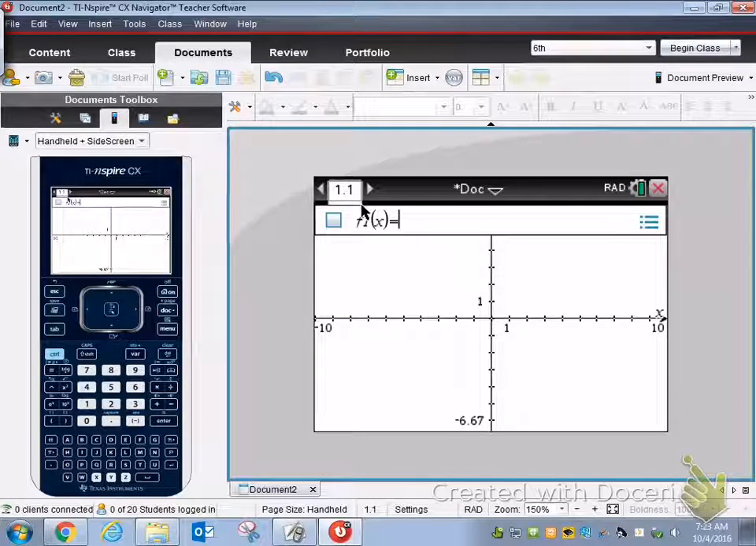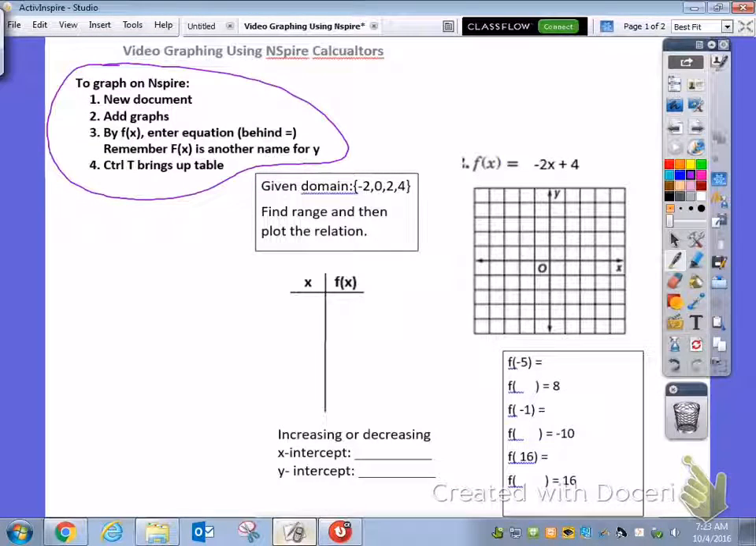Now, see how it says f of x? On your problem, you've got f of x equals. I'm going to put everything that is behind it. So all of this right here goes in the calculator. I'm afraid to highlight it because I don't want it to cover it up. This all goes in the calculator, just what is behind the equal sign.